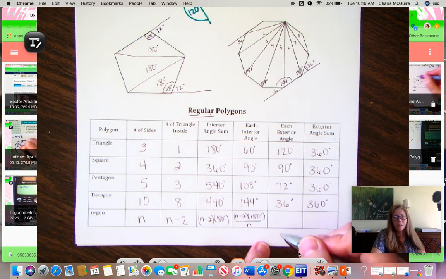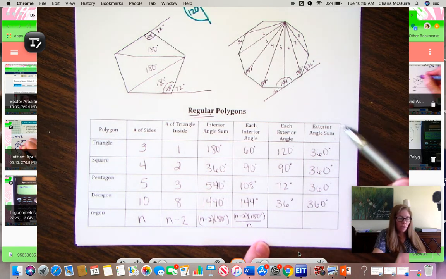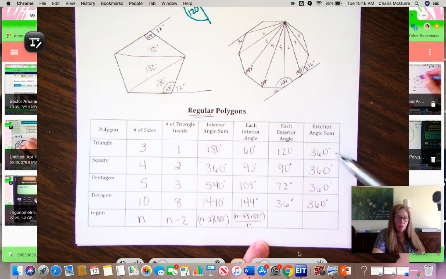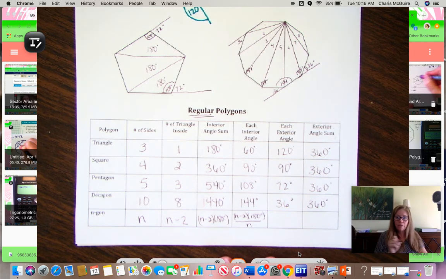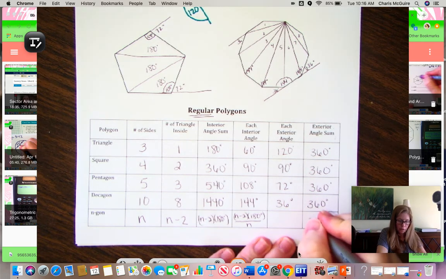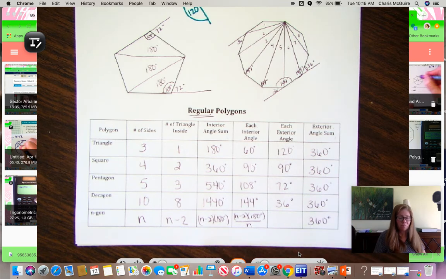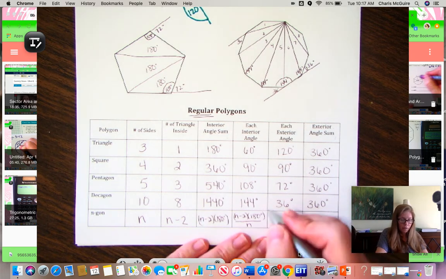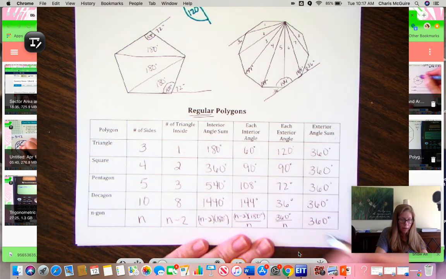So here's an easy way to do each exterior. Did you notice that the exterior angle sum is the same for all of them? This is true for every single regular polygon, or every polygon on the planet. All the exterior angles, and you think about you're going to go around the exterior, are always going to add up to 360 degrees. So if we have a regular polygon, we can find each exterior angle just by dividing by the number of sides. We can do 360 degrees divided by n.